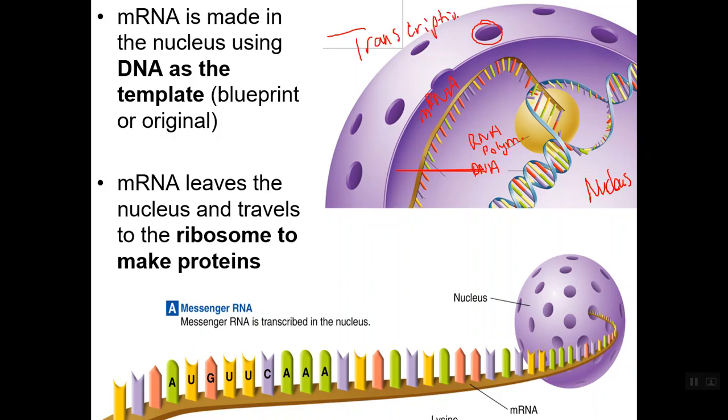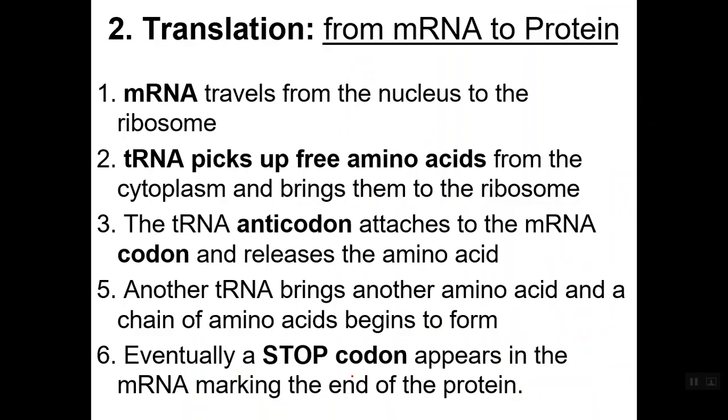And then in this bottom picture, what they're showing you is the messenger RNA exiting the nucleus. And it's going off and it's finding a ribosome. That takes us to step 2, translation with an L. Here, you're going from the messenger RNA we just made to a protein. And it happens at a ribosome. So here are the steps.